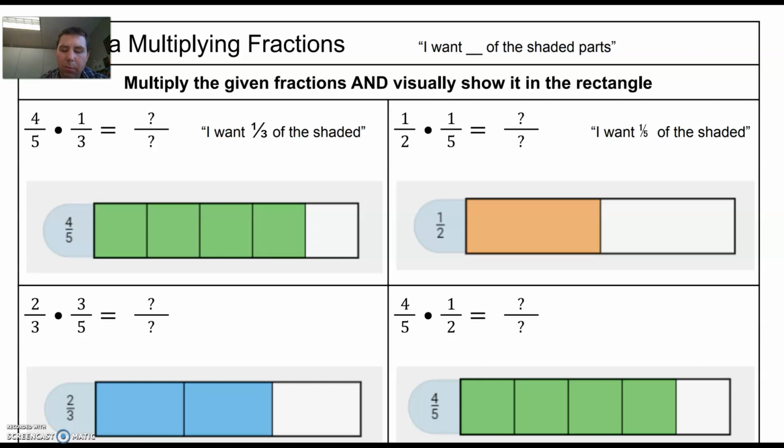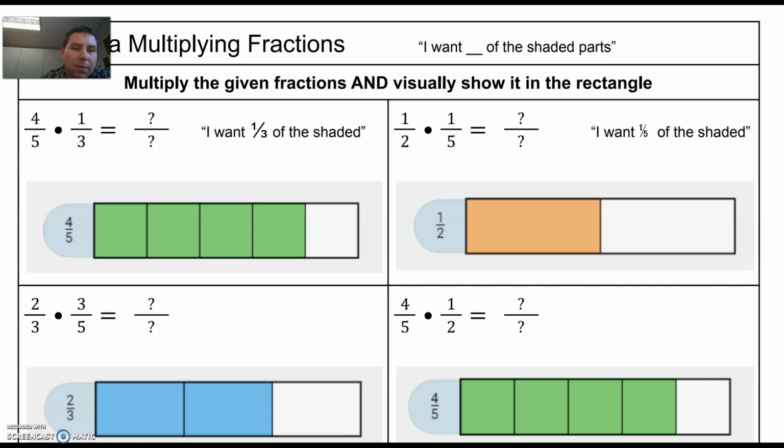Okay, let's go over skill 2.4a, which is about multiplying fractions. So when you are multiplying fractions, remember we're actually slicing things. We're making things smaller. And a good way of thinking about it is when you see the fractions, you want to think of, I want blank of the shaded parts.